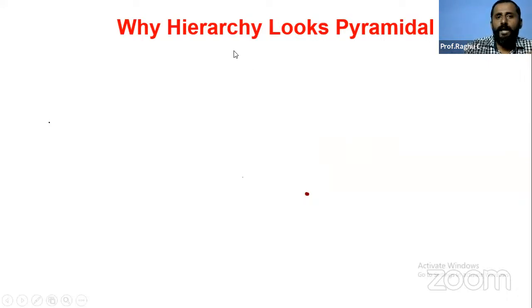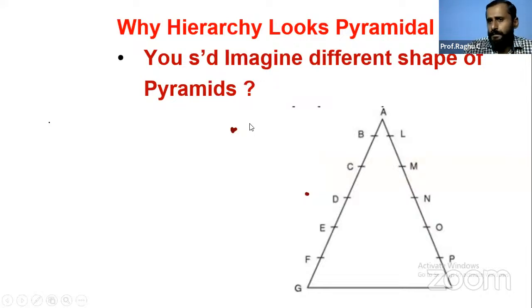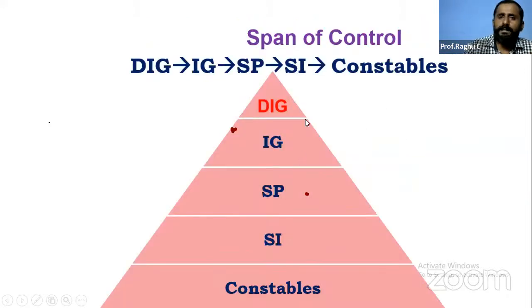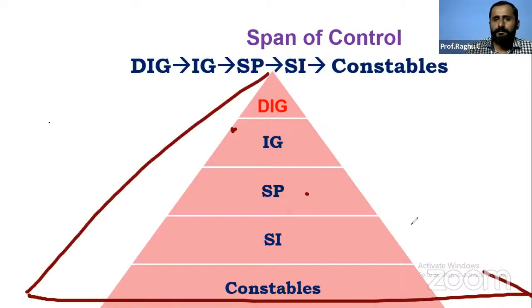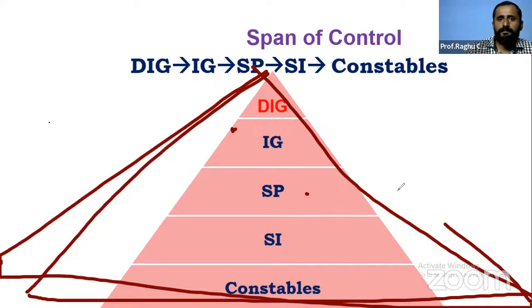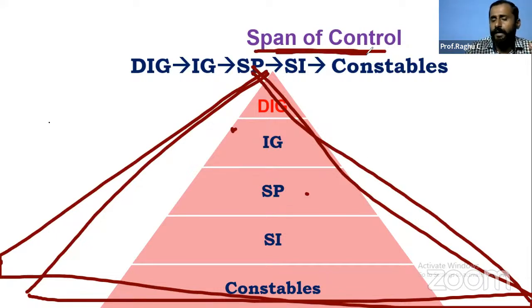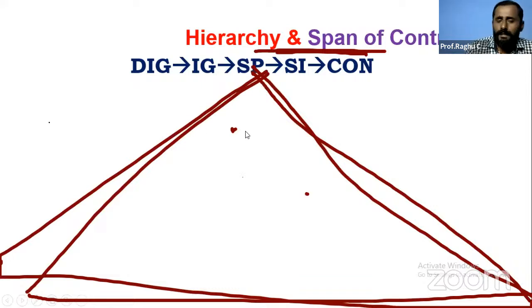Why does hierarchy look pyramidal? Let me explain this. This is a very important one. Here you have to imagine different shapes. Pyramid doesn't mean only this. A pyramid may be of any shape. Now please try to draw an organization. The organization will be pyramidal. It may be like this also. So span of control, in fact, to a greater extent determines the organization. Hierarchy and span of control are directly related.